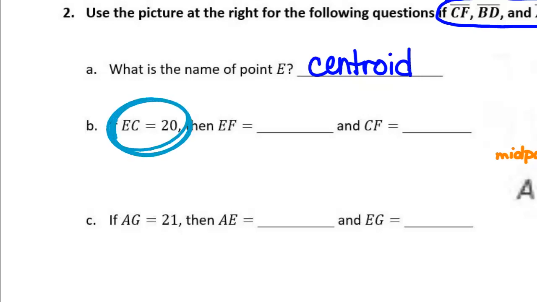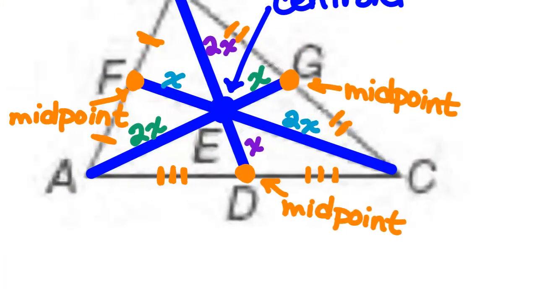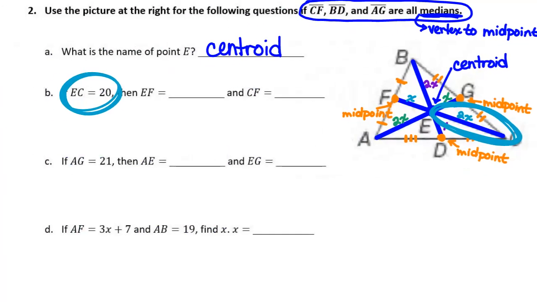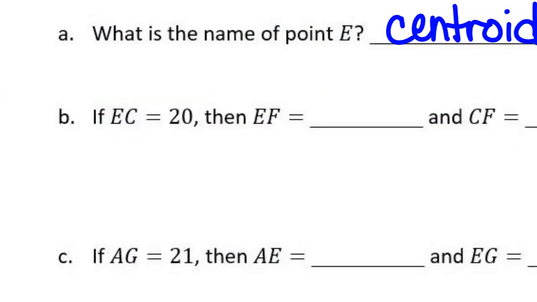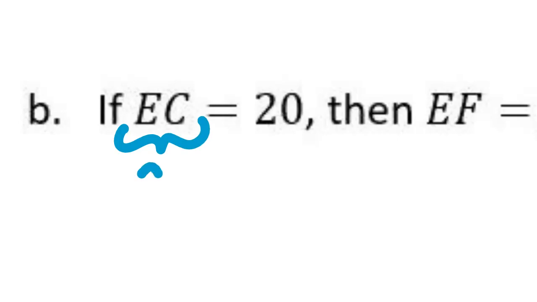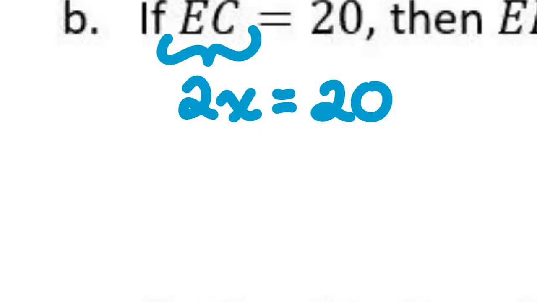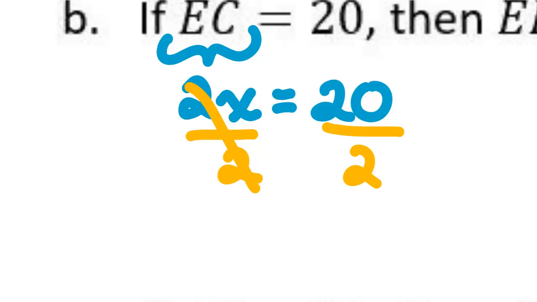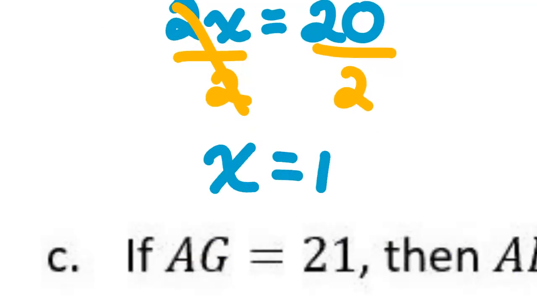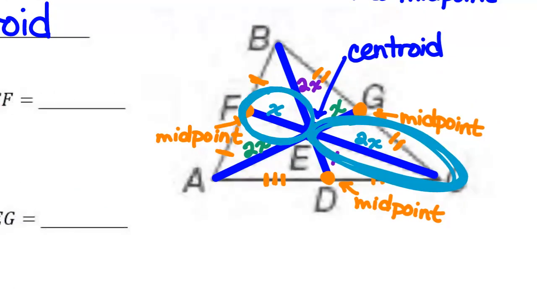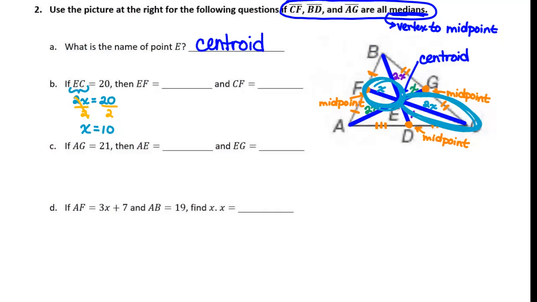Part B, they tell me that EC is 20. I'm going to go look at my picture. Here's EC on my picture. What did we label that as? 2X. So instead of saying EC is 20, I'm going to say that 2X is 20. If 2X is 20, how big is X? X is 10. So what's the length from E to F? 10.